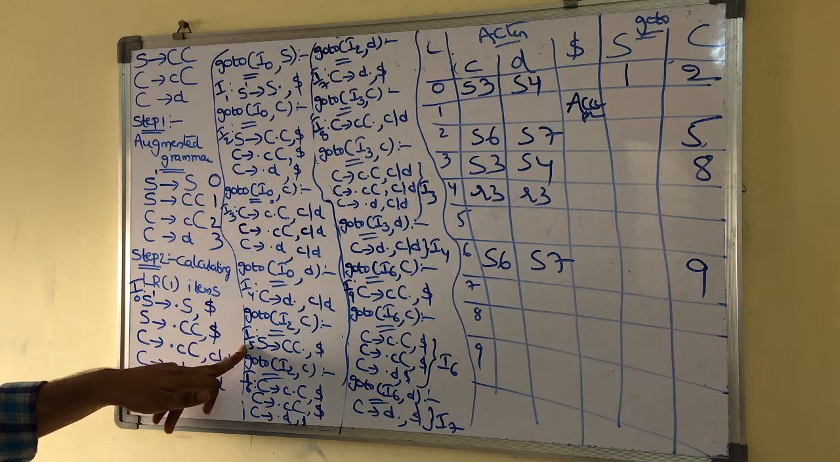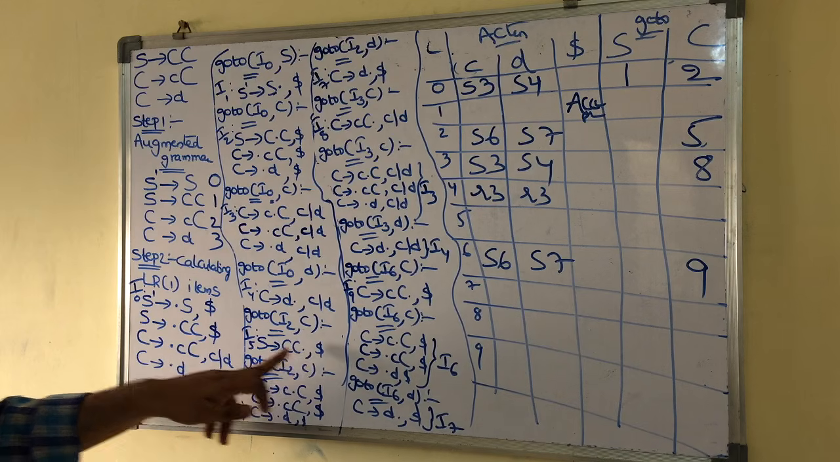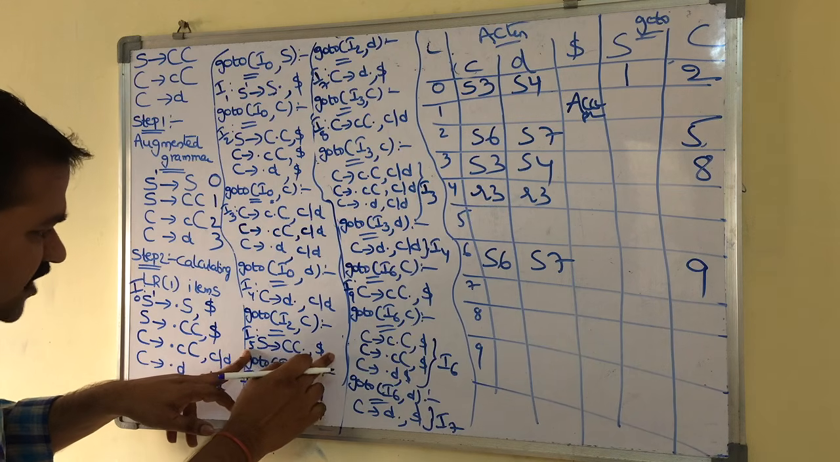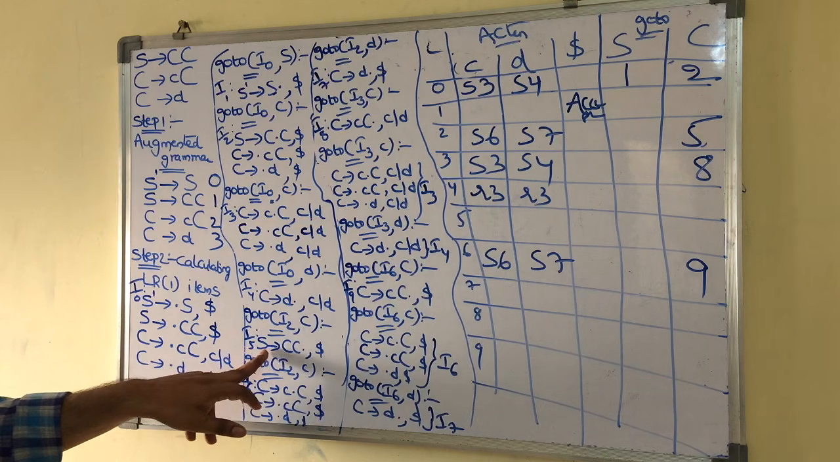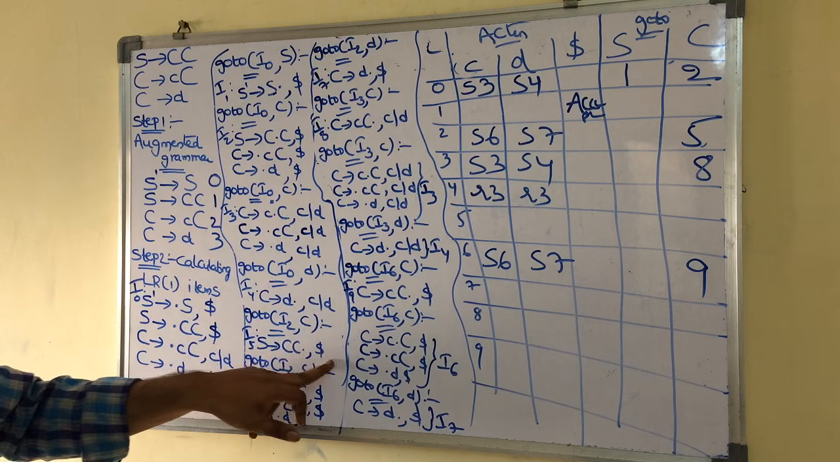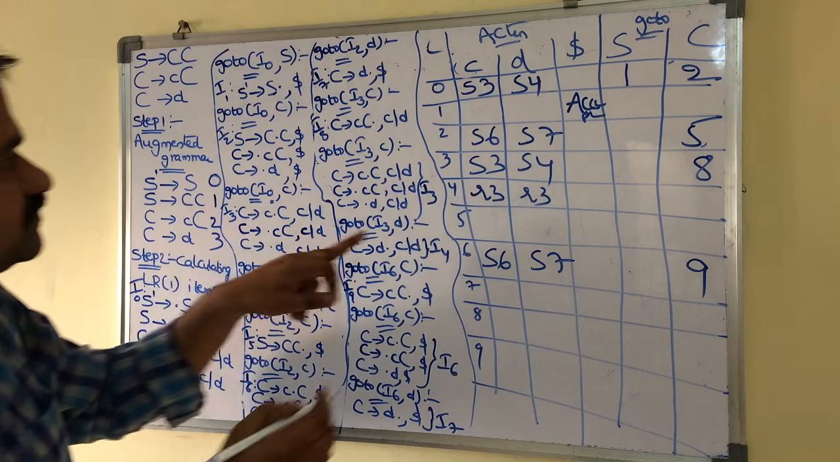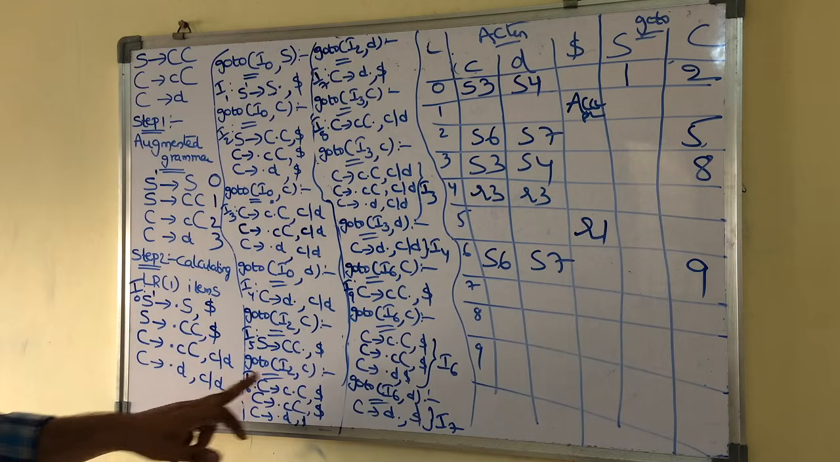Next, let us consider I5. I5 also contains a final item, C produces CC dot. So in the $5 part, which reduced production do we have to add? S produces CC is the first production. So $5 means R1. $5 means R1.